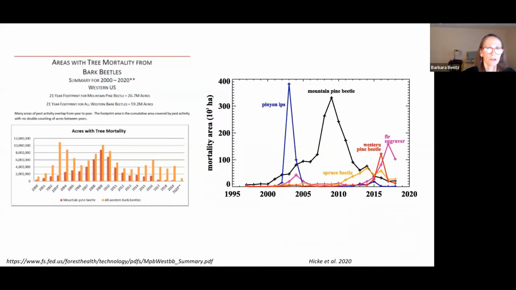So between about 2000 and 2010, mountain pine beetle was responsible for the majority of tree mortality in the Western US. Mountain pine beetle activity started declining at that point, and mortality from other species, including two other Dendroctonus species, spruce beetle and western pine beetle, started increasing.